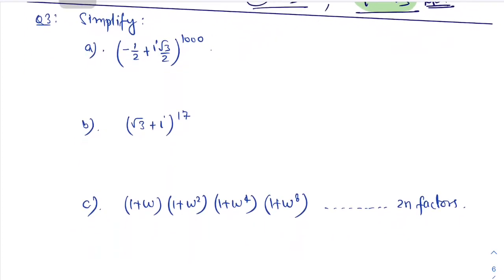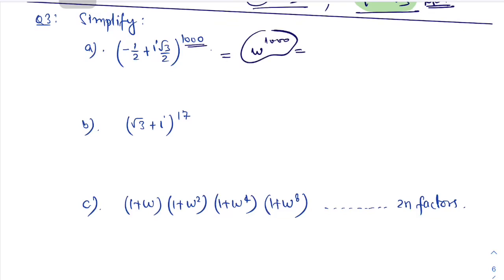So let us check some more questions. We are given minus 1 by 2 plus iota root 3 by 2 whole to the power 1000. We can simplify these kinds of questions. Minus 1 by 2 plus iota root 3 by 2 is nothing but omega, so it is omega to the power 1000.